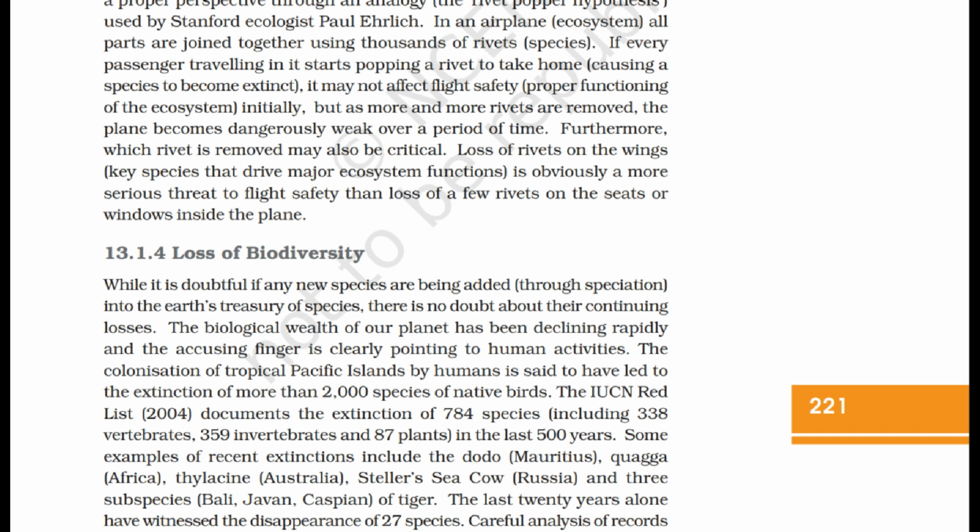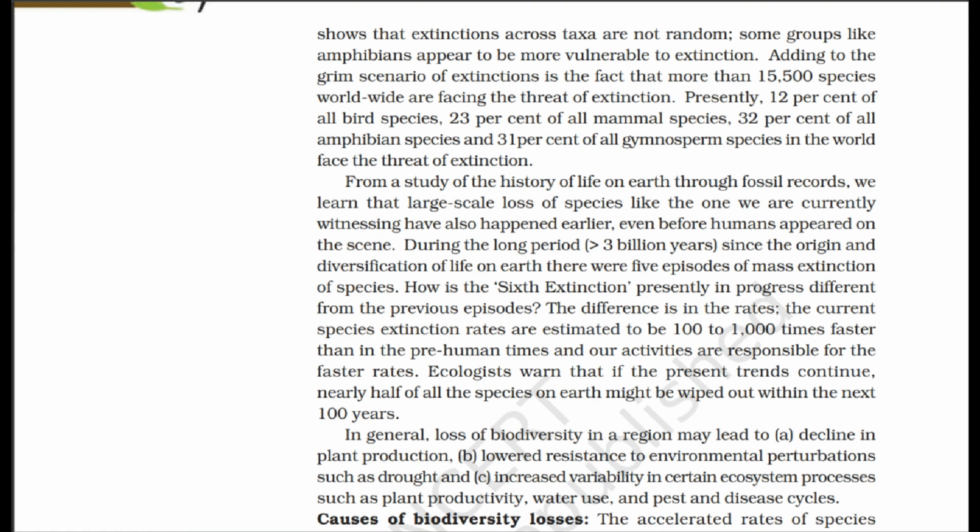Some examples of recent extinctions include the dodo, Mauritius, quagga, Africa, thylacine, Australia, Steller's sea cow, Russia, and 3 subspecies, Bali, Javan, Caspian, of tiger. The last 20 years alone have witnessed the disappearance of 27 species. Careful analysis of records shows that extinctions across taxa are not random. Some groups like amphibians appear to be more vulnerable to extinction.